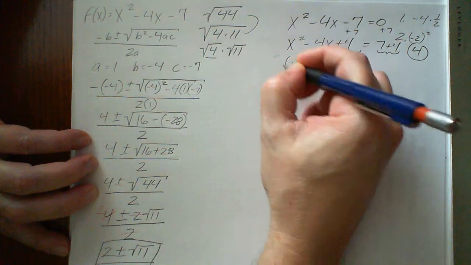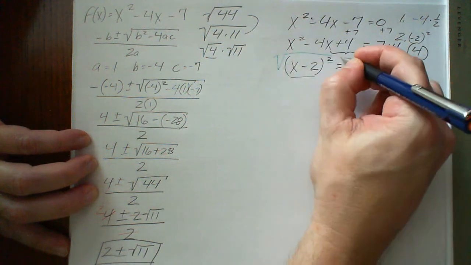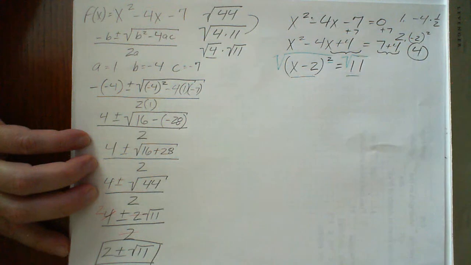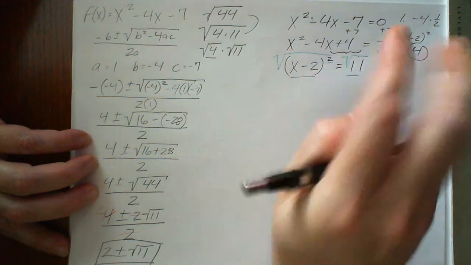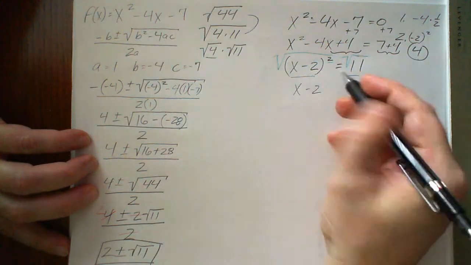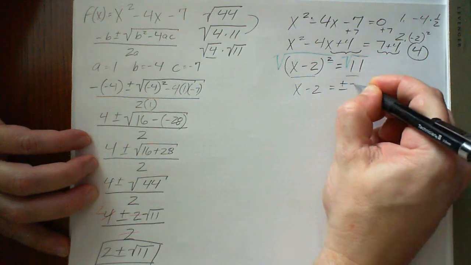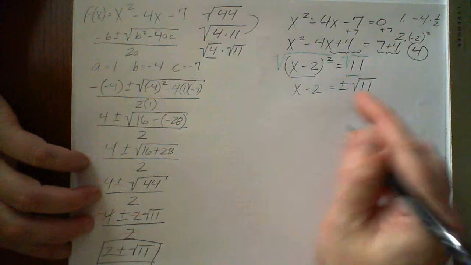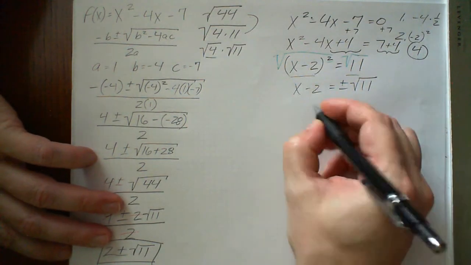So if I have a term that's squared and I want to get rid of that exponent, I can simply take the square root of each side. The square root of the quantity x minus 2 squared is simply x minus 2. Alright, equals, when we take the square root, remember we need to consider the positive and the negative. So x minus 2 equals positive or negative square root of 11.